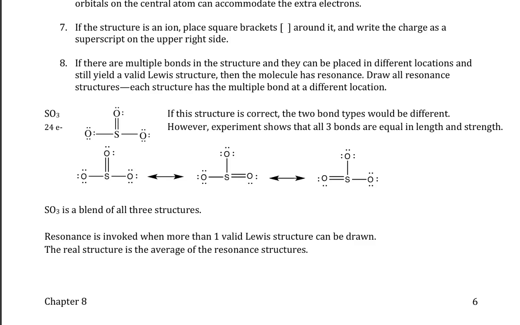Resonance is invoked when more than one valid Lewis structure can be drawn. The real structure is like a blend or an average of all 3 structures. What those 3 resonance diagrams tell us is not that sometimes this double bond is up, sometimes left, sometimes right. Actually, it's telling us that that double bond is simultaneously up, left, and right, always. It's a blend of all 3, and that's how they're equivalent.